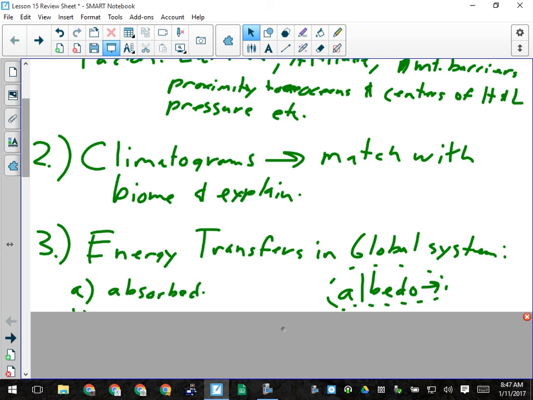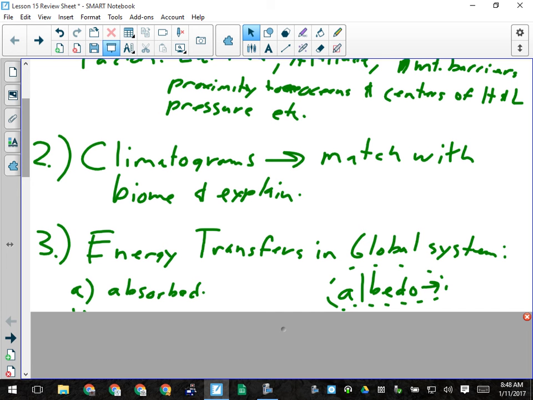3 things can happen to light when it strikes the Earth's surface. What are they? One of them is on there already. It could be absorbed, reflected, used. And when we say used, we mean what process? Photosynthesis. It strikes plants and they convert it into chemical energy. Those are the 3 things that can happen to light.